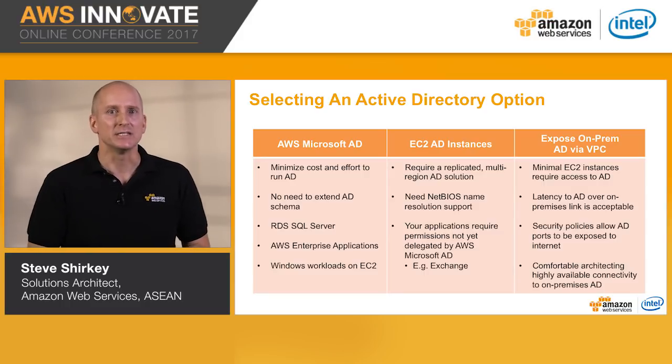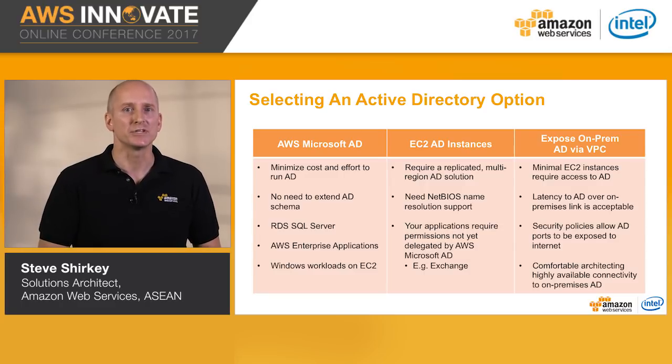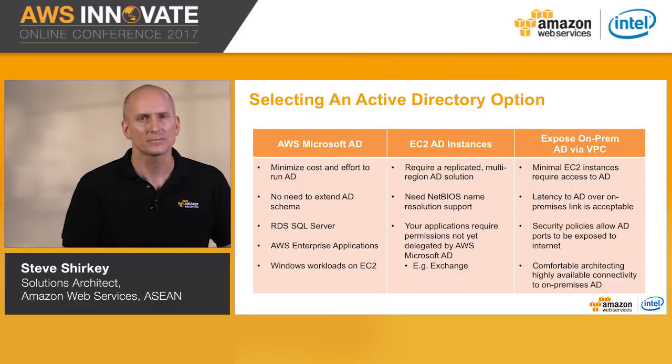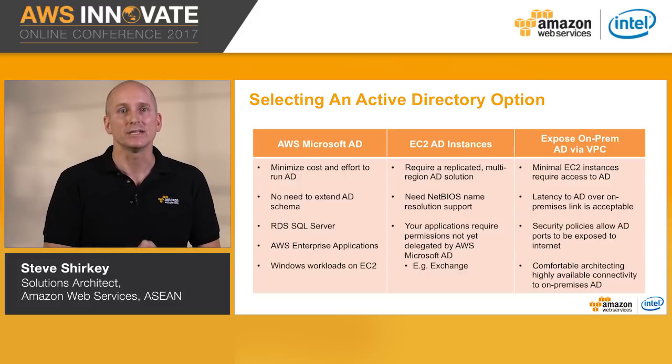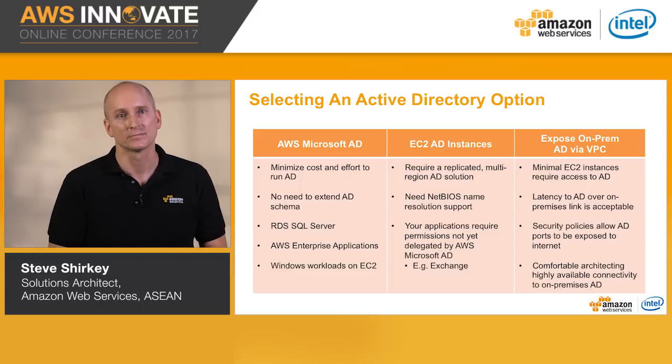AWS Microsoft AD does not currently delegate the key permissions required to support some applications. This would include applications requiring schema extension, special service accounts, or access to containers outside the delegated OU. Before making a decision, it's a good idea to have a complete list of applications that you want to run in the cloud and conduct a review of permissions required versus permissions that are granted in AWS Microsoft AD.